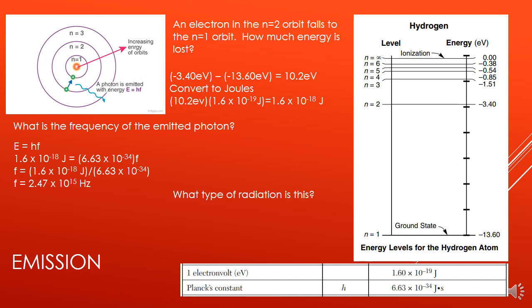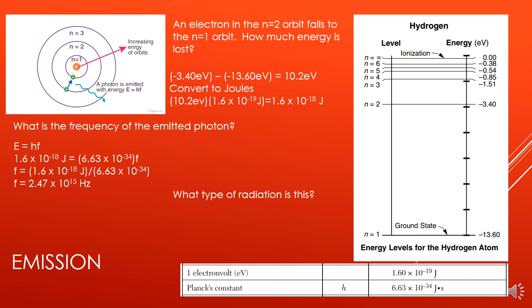Now in this problem, we ultimately want to find the frequency, so we're going to convert that into joules. To convert into joules, at the bottom of the page, I have 1 electron volt is equal to 1.6 times 10 to the negative 19th joules. So I'm going to take my answer, 10.2 electron volts, multiplied by 1.6 times 10 to the negative 19th, and I get about 1.6 times 10 to the negative 18th joules. That's how much energy that electron lost when it fell from N2 to N1.